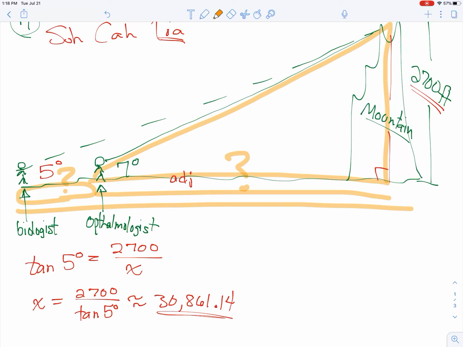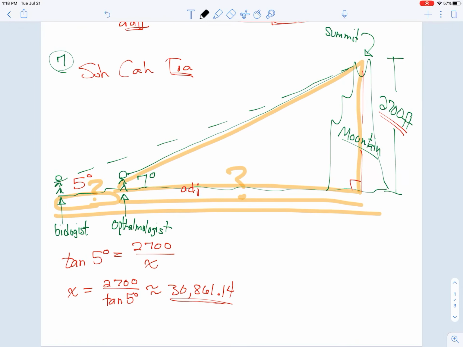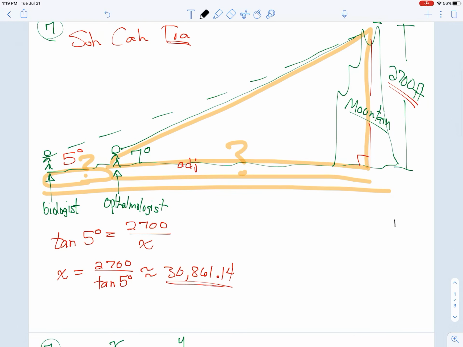All right, the last piece on there, the geologist sees the summit with an angle of elevation of 3.5. So now we got a geologist, huh? Okay, let's do geologist, and that's 3.5. So I think, wow, that's going to be way further away. Maybe I'll make a new one. So here's the summit, 2700, and the geologist sees the summit from 3.5 degrees.